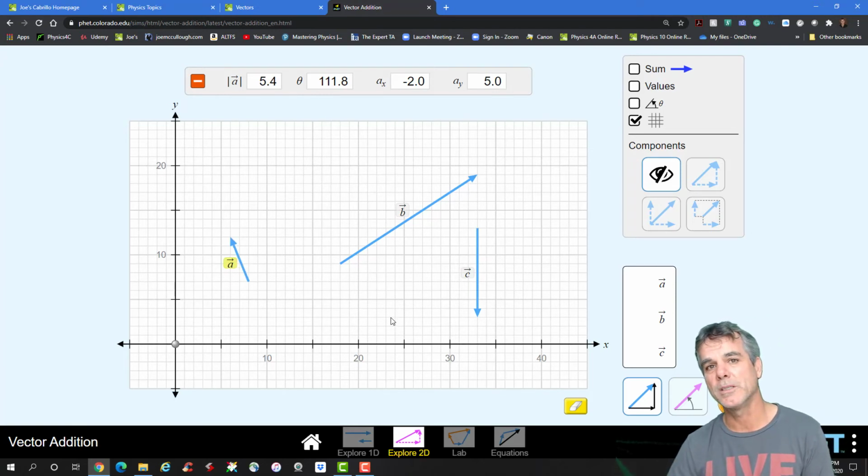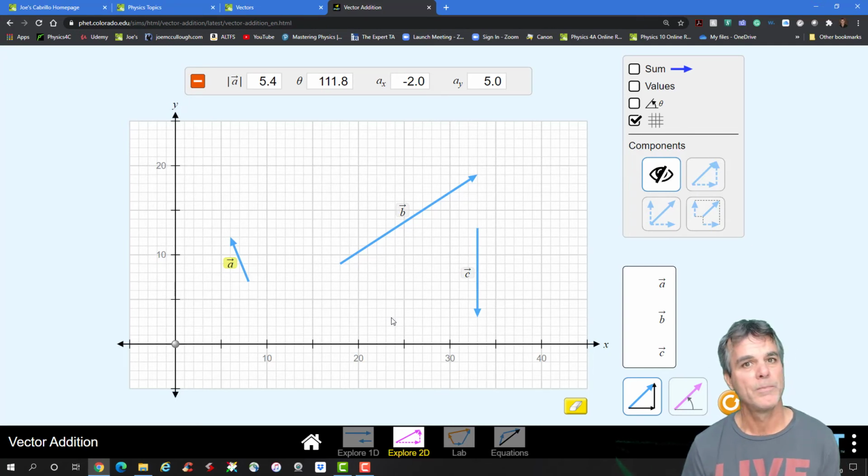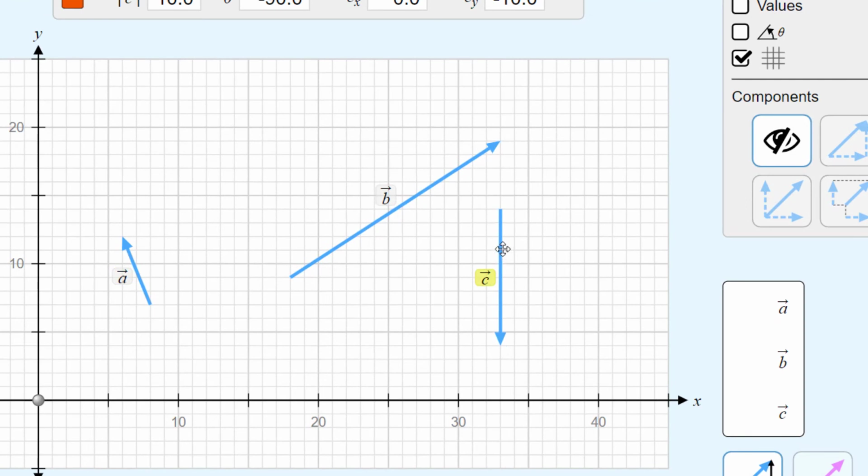Before I show you what the sum is, pause the video, try this yourself, and see if you get the correct answer. Remember, it doesn't matter what order you start in terms of adding the vectors. Let's start with B. I'm going to draw C connected to the tip of vector B. I'm going to draw A connected to the tip of vector C, and then my sum always starts at the tail of the first vector and ends at the tip of the last one.